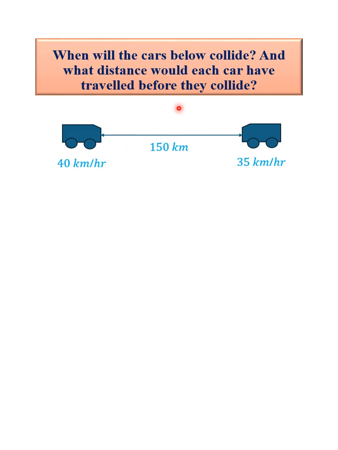This is a very interesting scenario we have here. Two cars moving at 40 km per hour and 30 km per hour towards each other are 150 km apart. The question wants us to determine when the cars will collide. What is the time it will take the cars to collide? And what distance would each car have traveled before they collide?